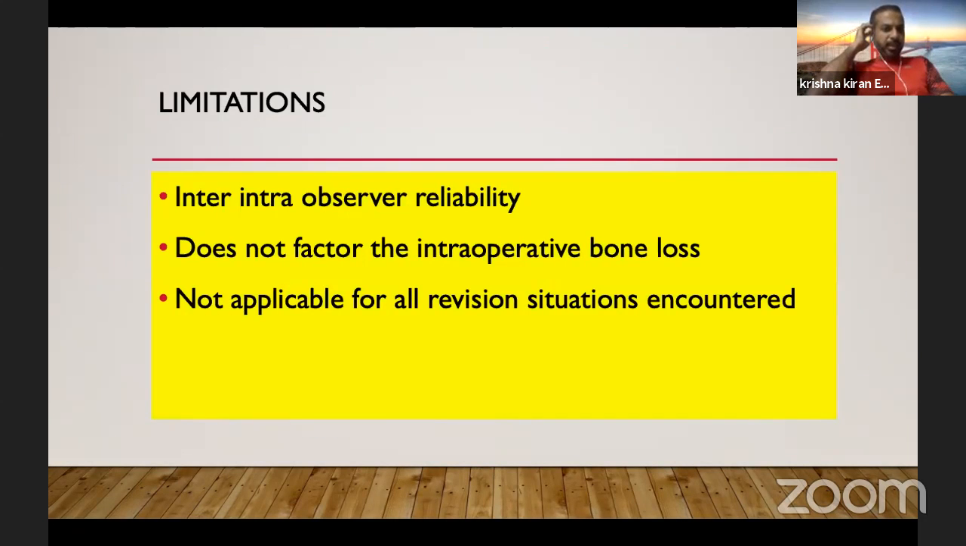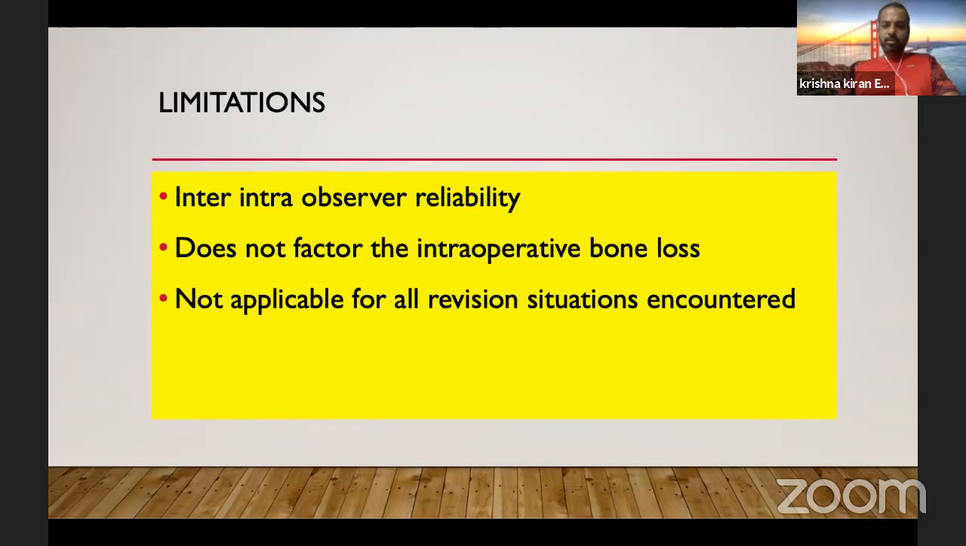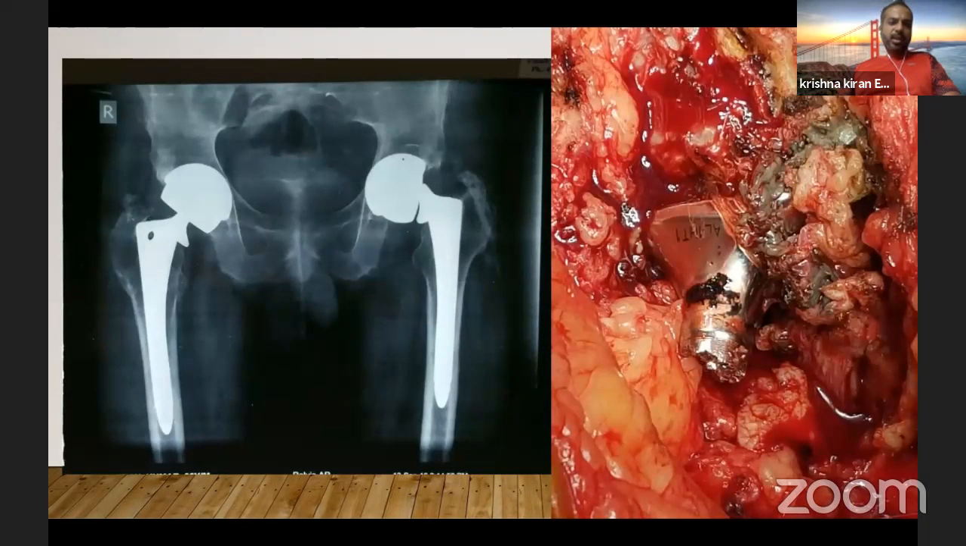There are certain limitations to the Paprosky classification. You have intra-observer reliability issues. It does not factor in the intraoperative bone loss, and it is not applicable for all revision situations encountered. So certain situations are beyond this Paprosky classification. So now you have situations like this with a broken AML stem with high cobalt chrome levels, which requires removal of this particular implant.